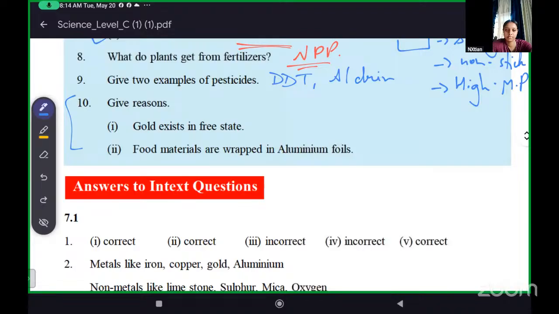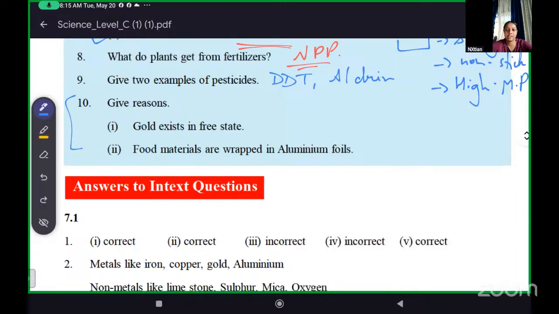Ma'am, what does it mean by free state? Free state means that it exists in its native form, not in a compound form. So you mean like pure gold? Yes, you can say that. Ma'am, when you dig underground, sometimes you can find gold. Yes, we find gold.